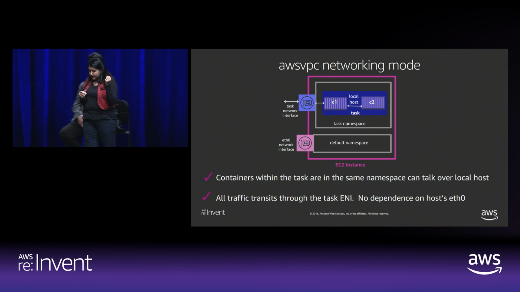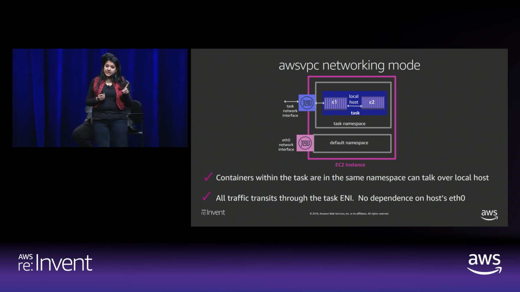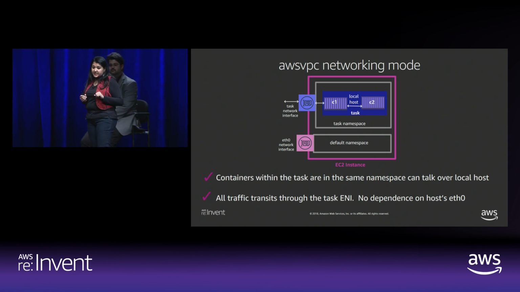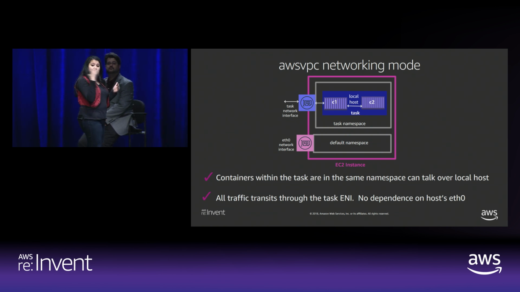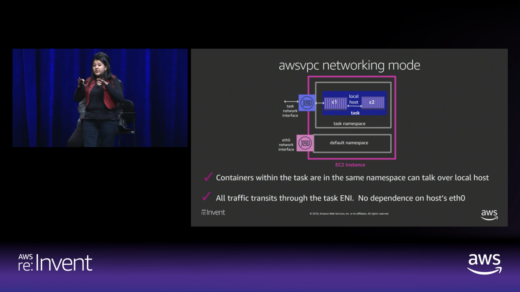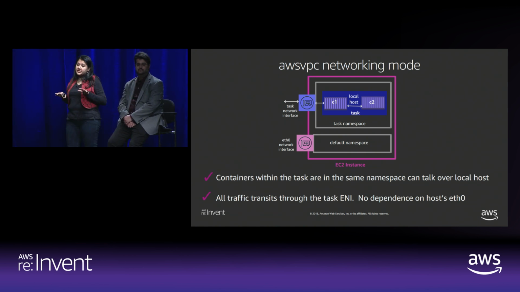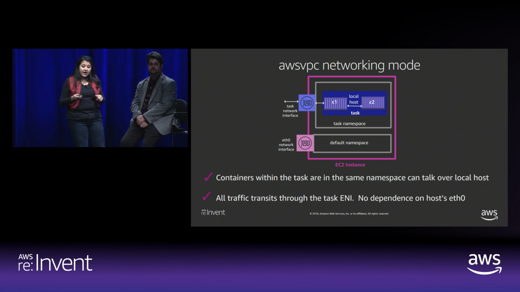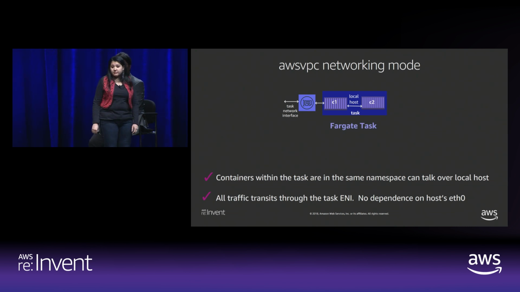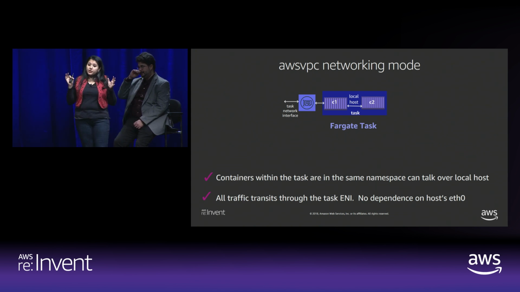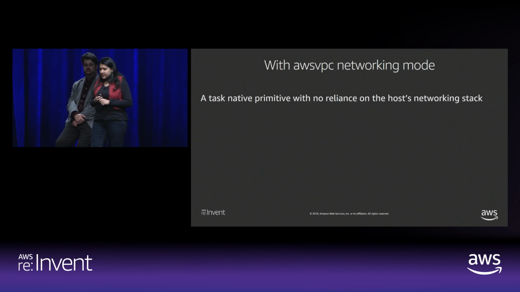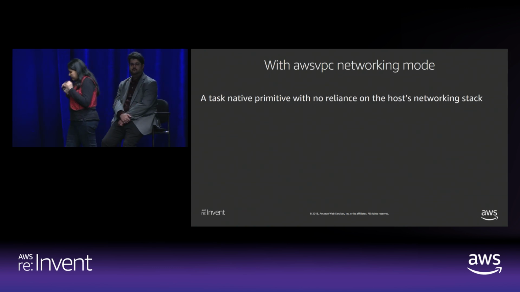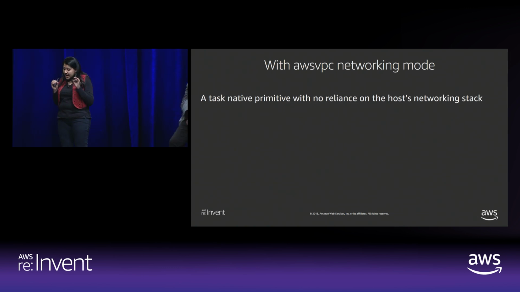And this secondary network interface doesn't live in the host namespace. It lives within the task's network namespace. And so now any communication in and out of your task can transit through this task network interface without relying on the host @ 0 interface. And so now we can remove all the host components from this picture, and we actually get a fully functional, working, standalone Fargate task.